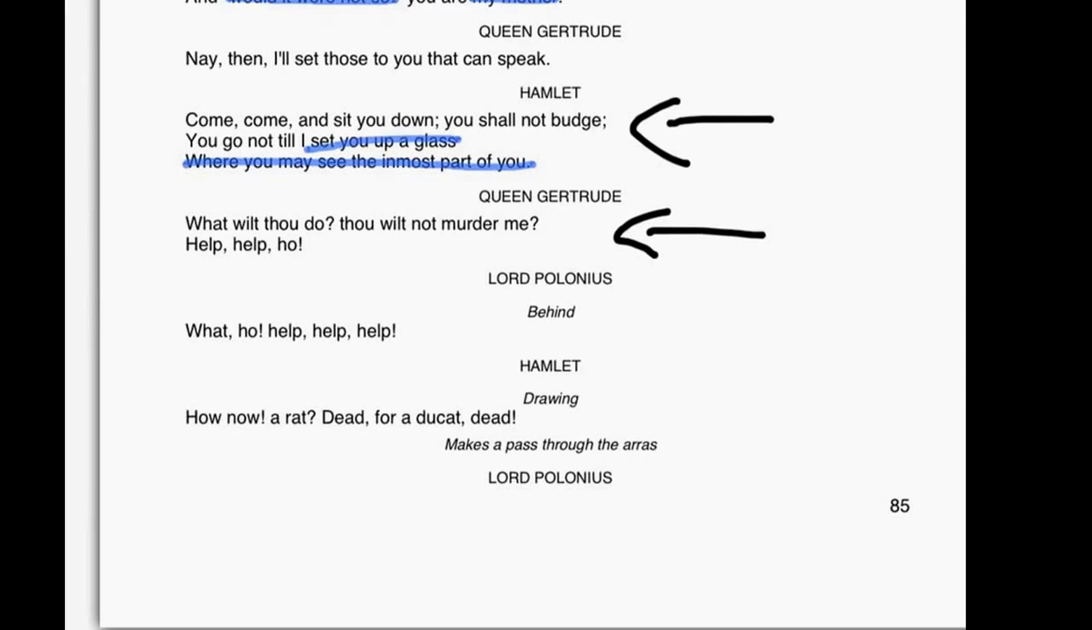So Hamlet draws his sword, and he refers to the person behind the curtain, who he thinks is Claudius. He refers to them as a rat. So again, we've got that metaphorical language that's quite symbolic of his attitude towards Claudius.